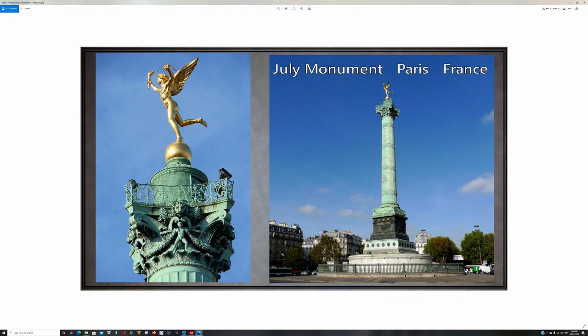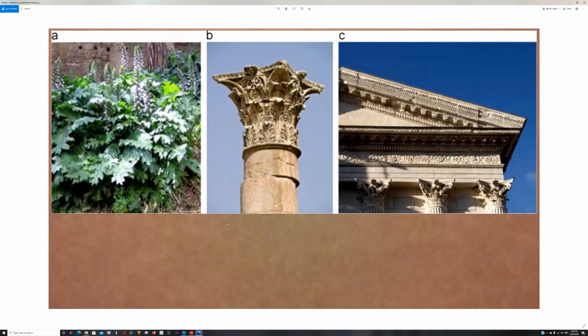And the July Monument in Paris as well. Now again, notice the acanthus sleeves at the bottom and these volutes. So there are variations, but there are giveaways to the basis of the design of these. Now I'll get a higher resolution picture in a moment.